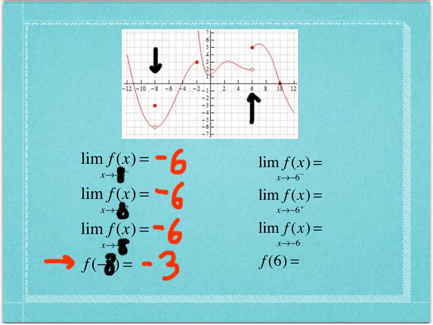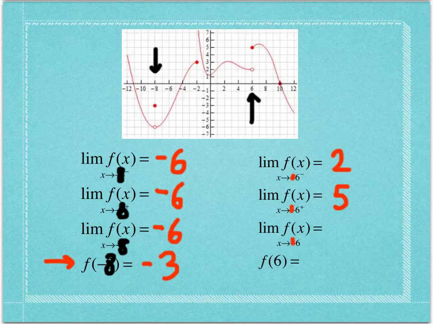All right, let's look at the next one then, looking at +6. So again, coming from the left like that, it looks like my answer is going to be 2. Coming from the right, so I have a little bit different path I'm following here, it looks like the y value again is 5. So the overall limit then, as x approaches, and by the way, I didn't want that to be -6, I wanted this to be +6, sorry about that.